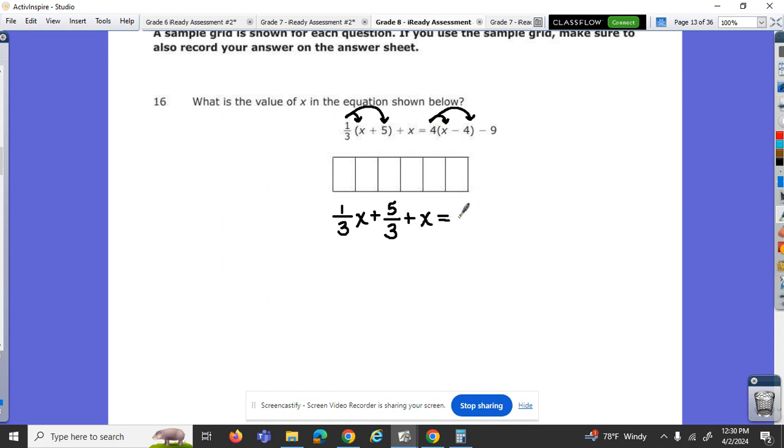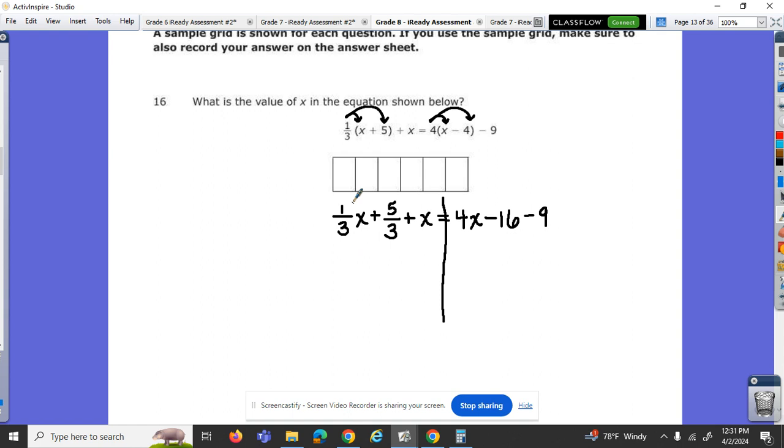And now let's get our second distributive property. 4 times x is 4x. Watch this. 4 times -4 is a -16. Common error there to put a 4 instead. And now let's clean up the sides of the equation here.